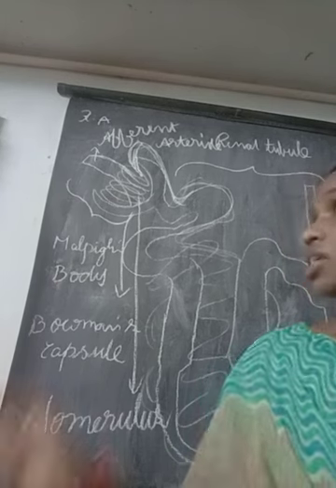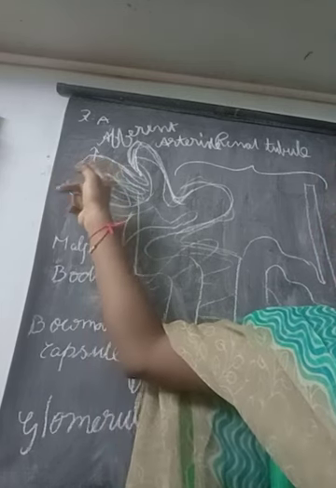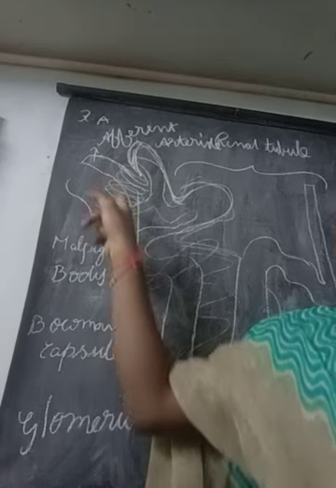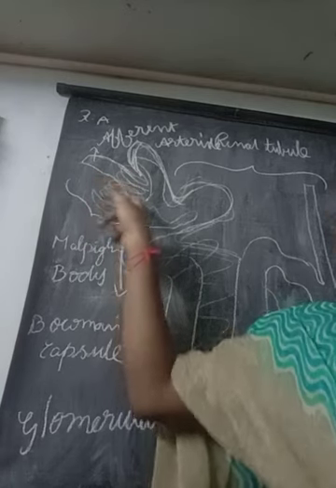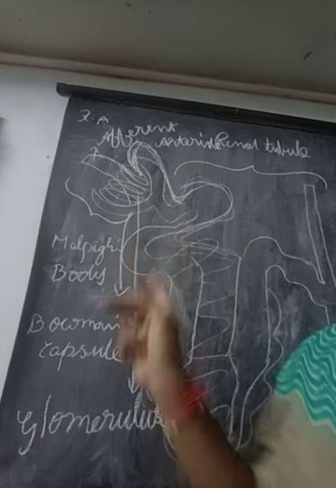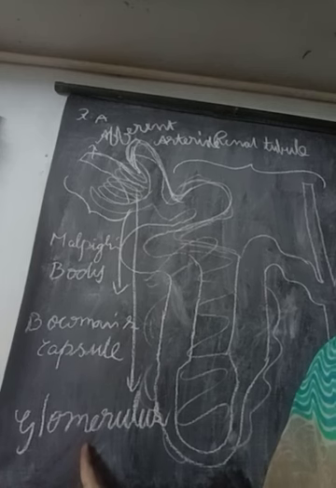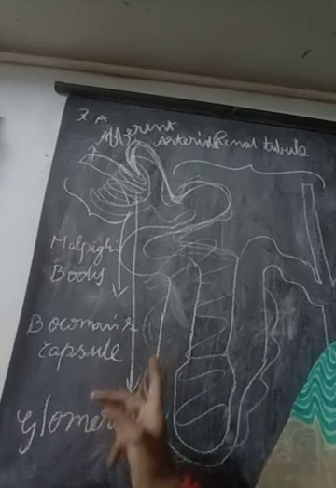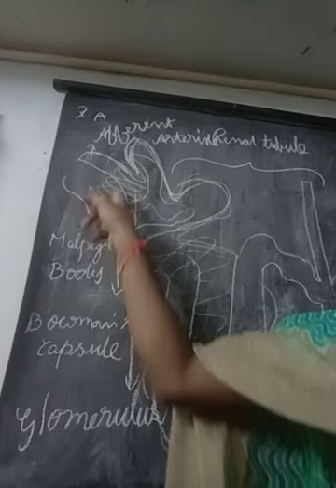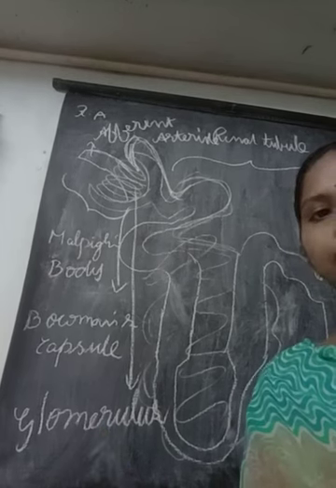Yes, teacher. So, the renal artery enters into the nephron as the afferent arteriole. After entering into the nephron, it will form a bunch of blood capillaries. That bunch of blood capillaries is called glomerulus. I already said that name. Did you understand or not?